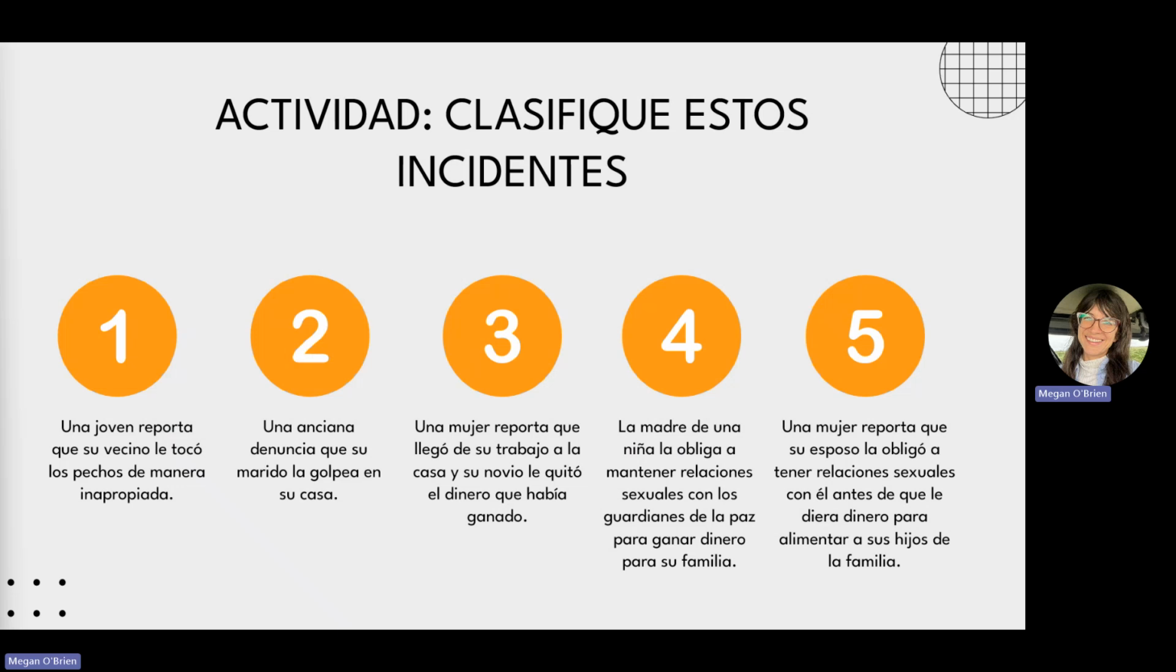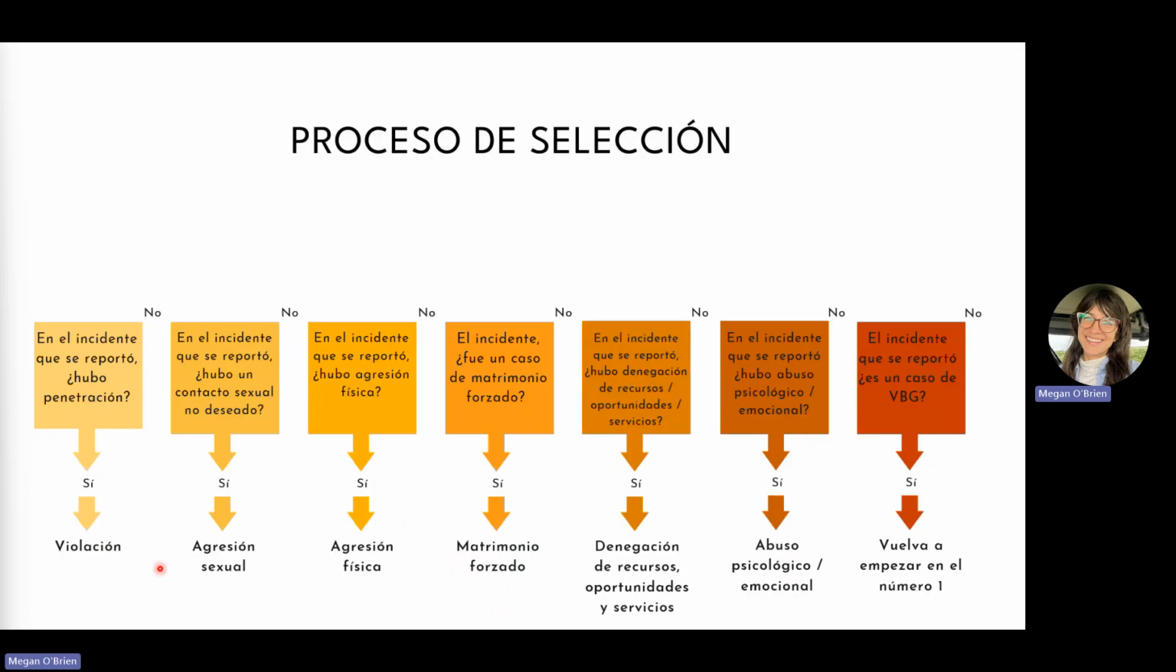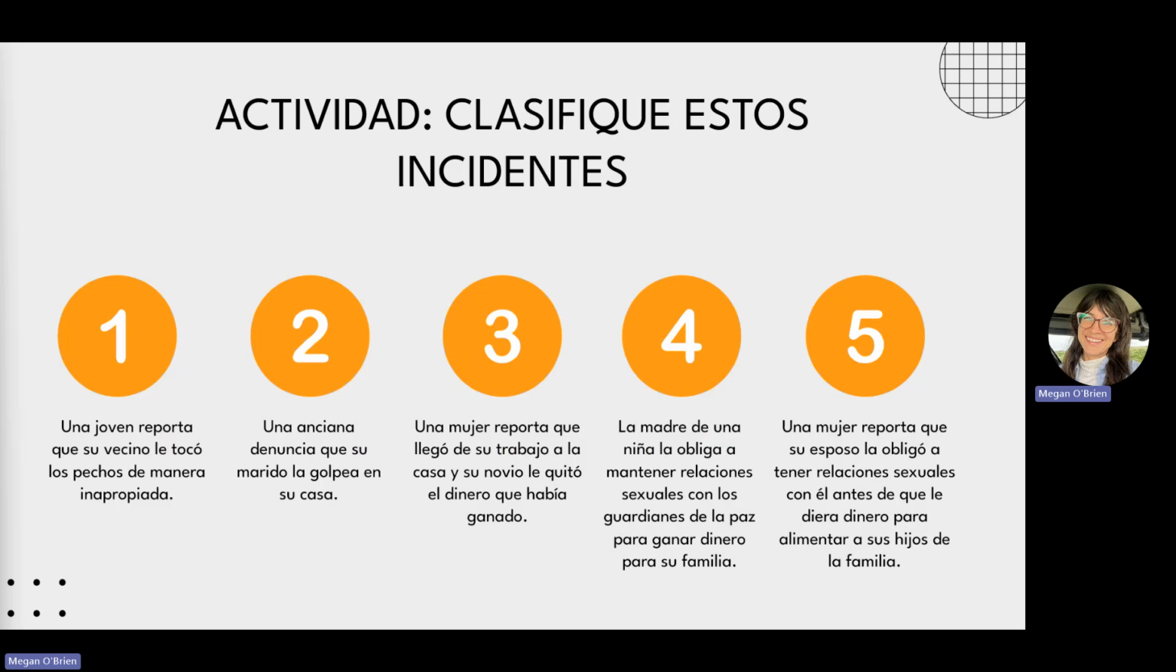The next one, an old woman reports being beaten at her home by her husband. If we go back to these questions, this did not involve rape. This did not involve unwanted sexual contact, but it did involve physical assault. So we would mark this example as the GBV type physical assault.